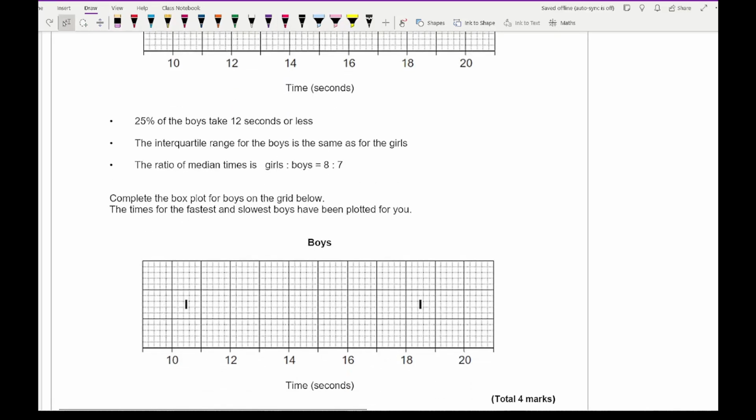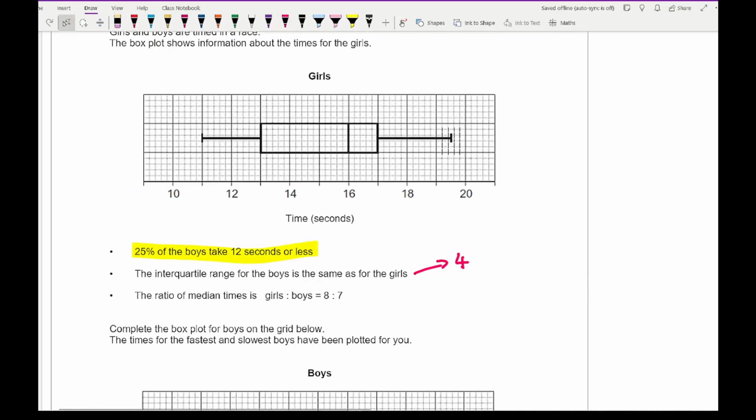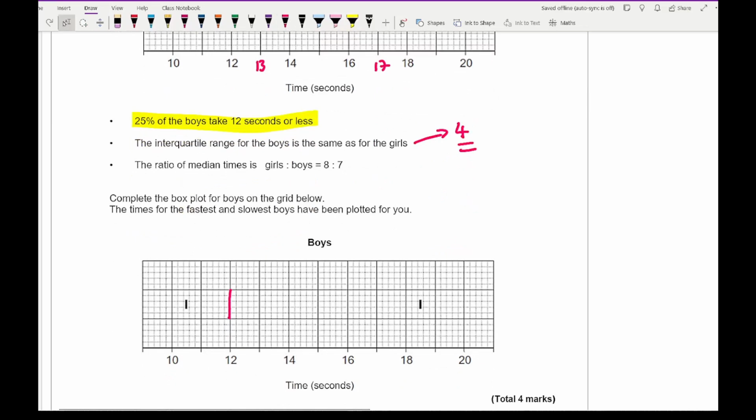So looking at this first bit of information, the question is asking me to complete the box plot for the boys. So 25% of the boys take 12 seconds or less, so that's going to be the lower quartile. So my lower quartile is going to be here. The interquartile range for the girls is 4, because it's 17 take away 13, which is 4. So that means that the upper quartile is going to be at 12 plus 4, which is 16.